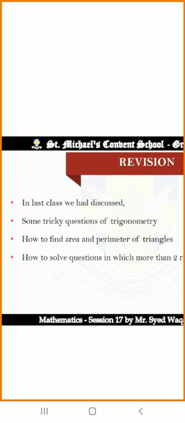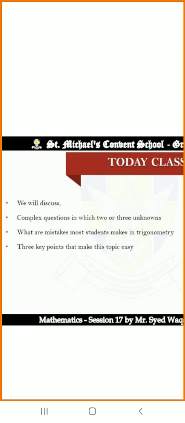I hope that it was clear to you. In today's class, we are going to solve some complex questions in which two or three unknowns are present at a time, right? We will also discuss the mistakes that most students make in trigonometry. Maybe you won't make a mistake in your classwork or homework, but what mistakes do students make in an assessment or exam? And there are some key points that make this topic easy, so we are going to discuss them today.